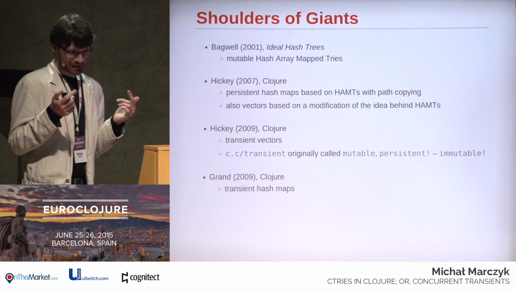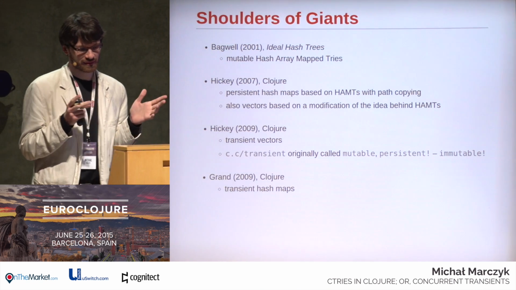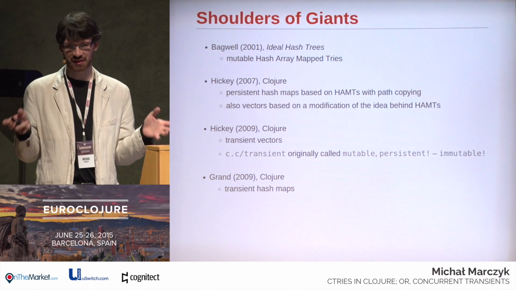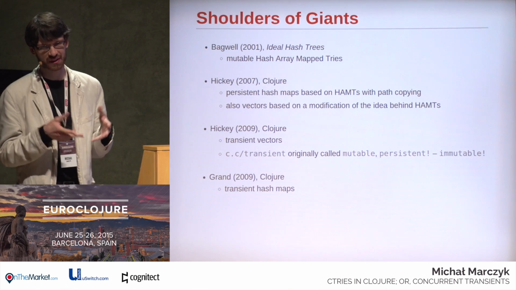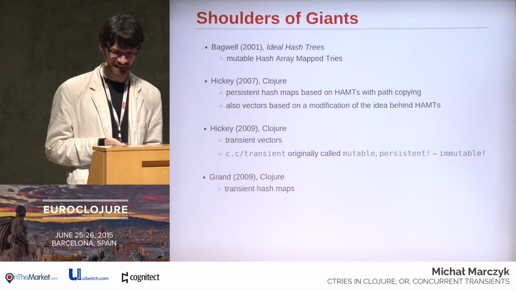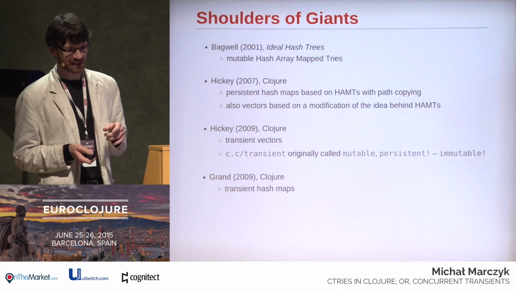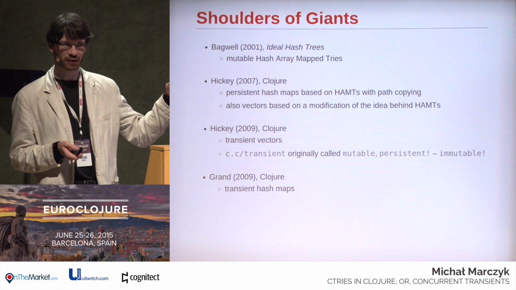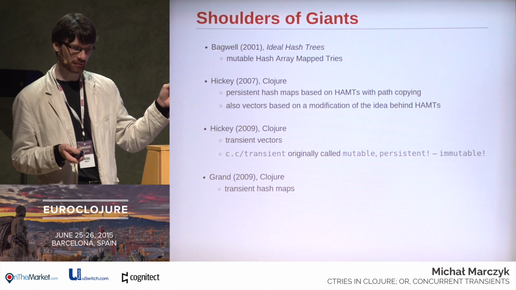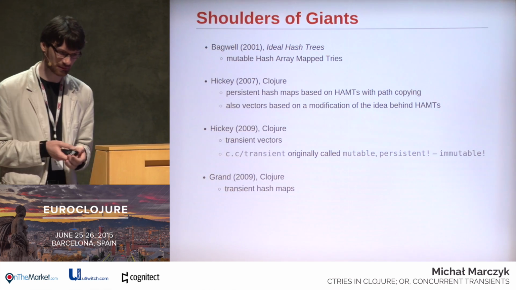it was really with Rich Hickey's persistent implementation of this data structure using path copying to achieve persistence that it really came into its own, certainly from our point of view. So that happened in 2007. Additionally, Rich realized that the same basic idea could be simplified a little bit to implement a different abstract data type, and in this way, the vector was born, a persistent vector.